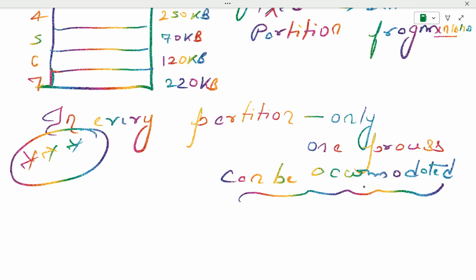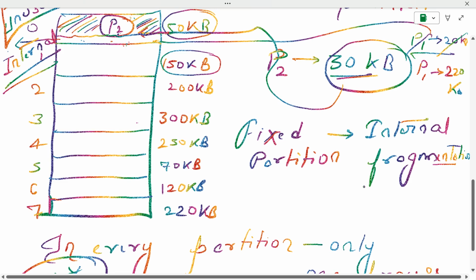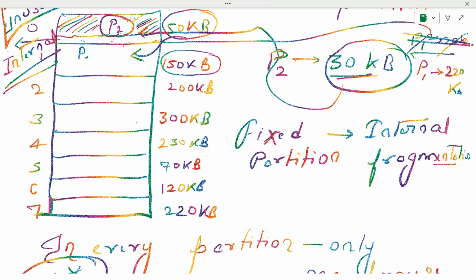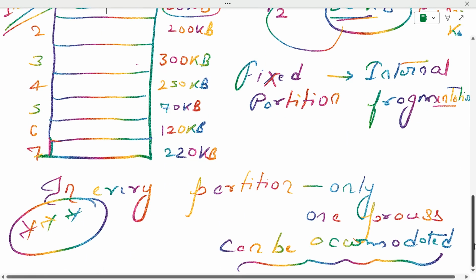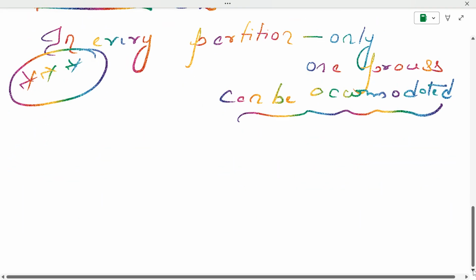So if I told you that this P2 comes with 20 kb, then also it won't be assigned here. It has to be assigned in the next consecutive space in the fixed partition scheme. Even if P2 can be accommodated at this place, we will keep this space unused, and we will allocate this P2 into the next consecutive space or some other chunk, so it will occupy this 20 kb space. This way, in every partition we can accommodate only one process at a time. So this is one thing.